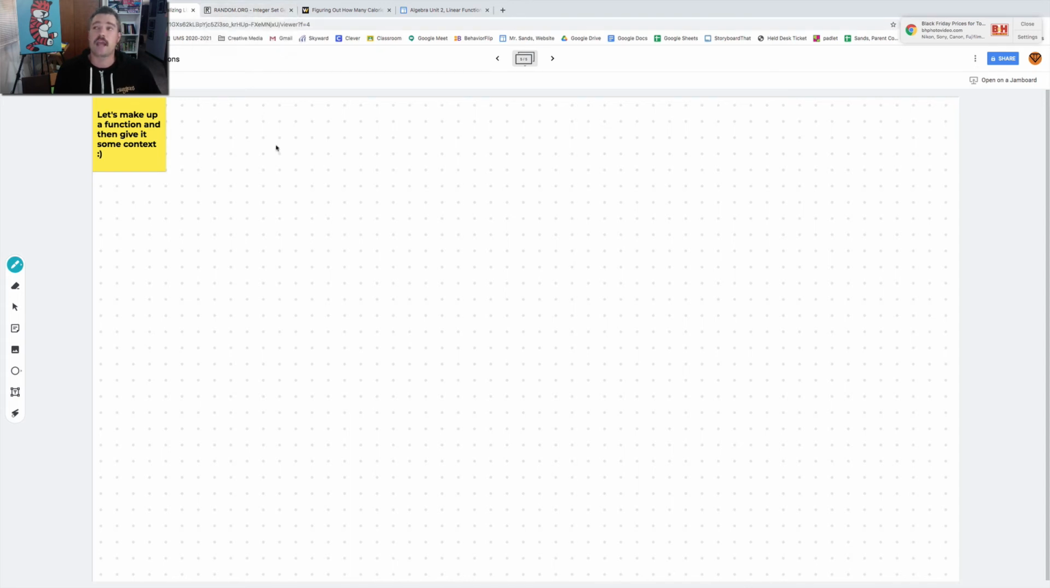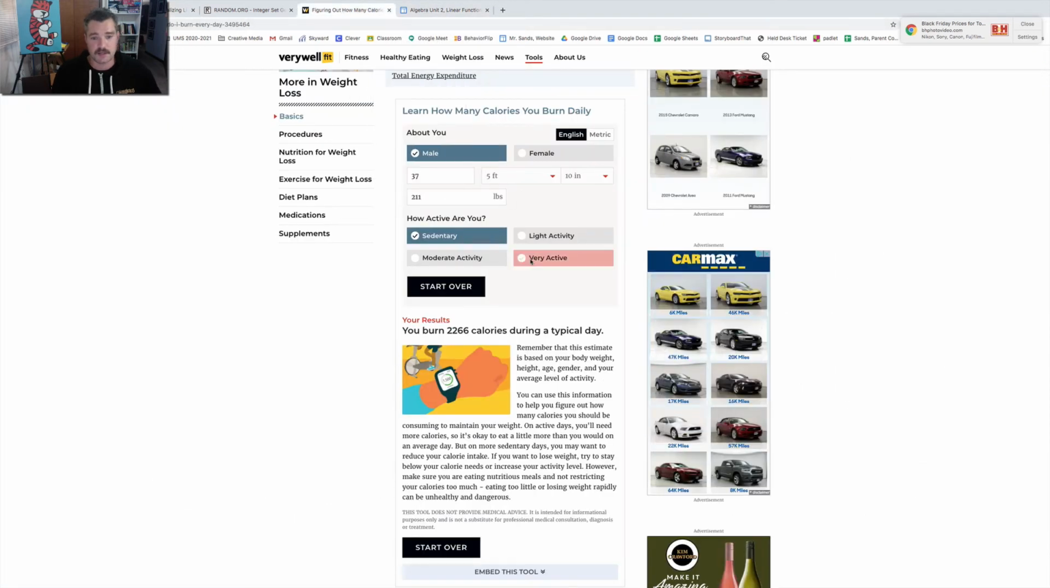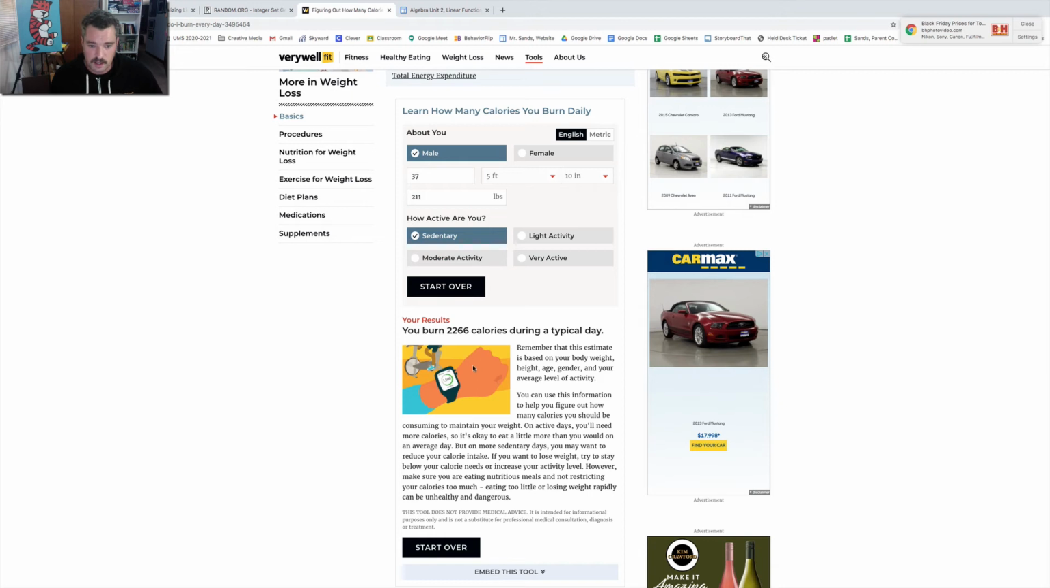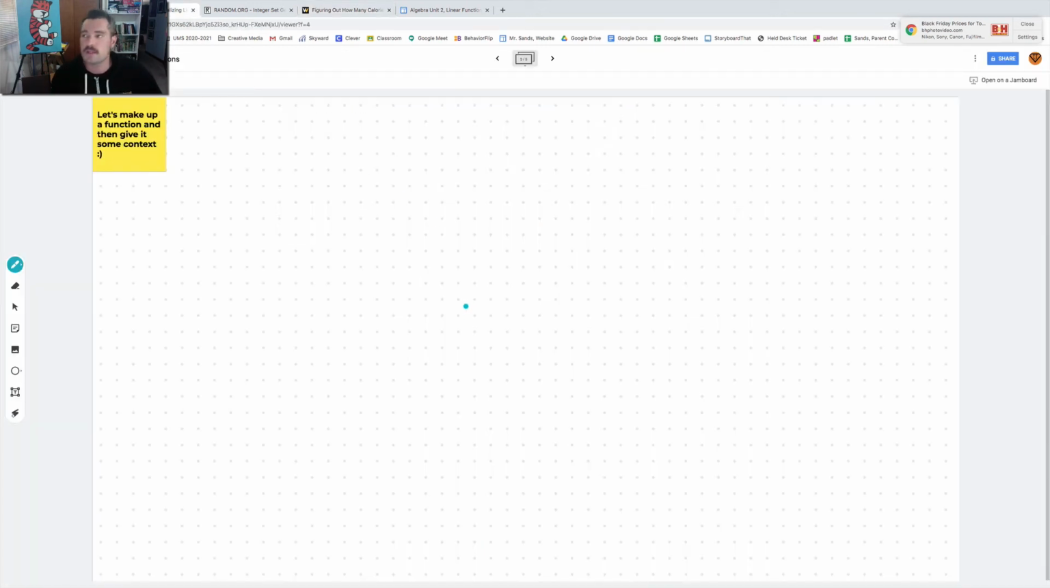Oh no, I actually had an idea. I wanted to do steps versus calories. And so I kind of figured this out here. Based on my amounts right here, let's call this 2,200 calories. Okay, so 2,200 calories is what I burn in a regular day if I'm being sedentary.